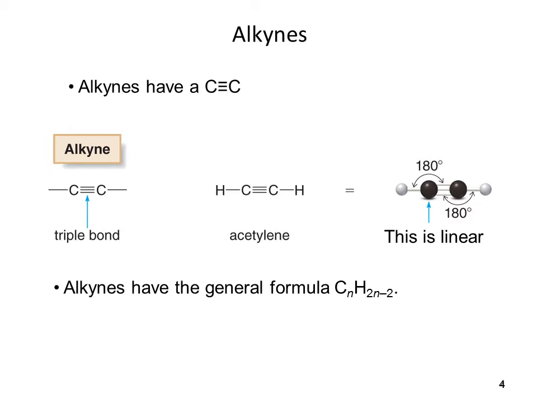Alkynes, because 2 more hydrogens have to be removed to form the 3rd bond, have the general formula CnH2n-2. So there are 4 hydrogens removed from the alkane formula in order to form a triple bond.